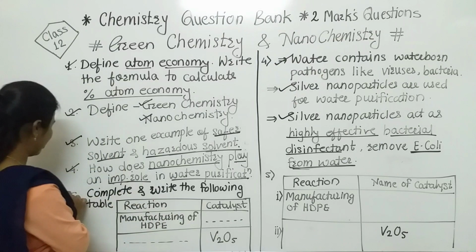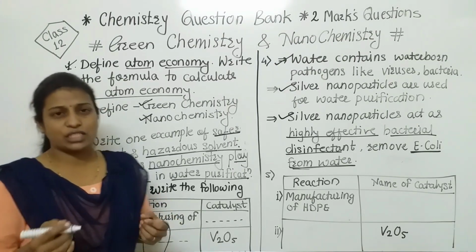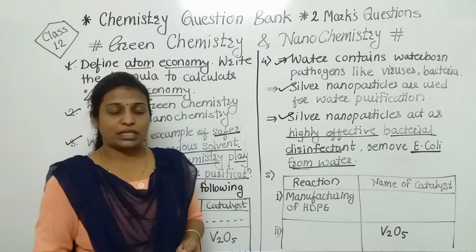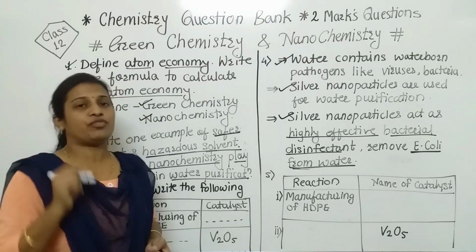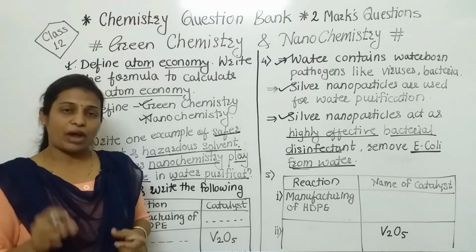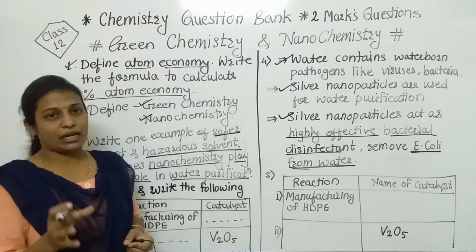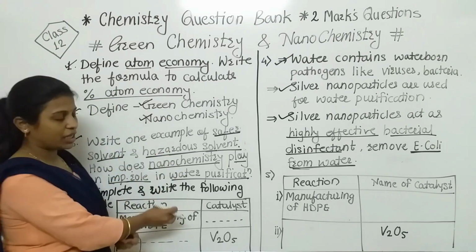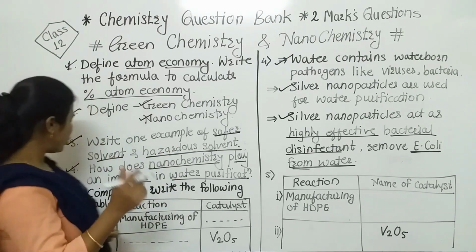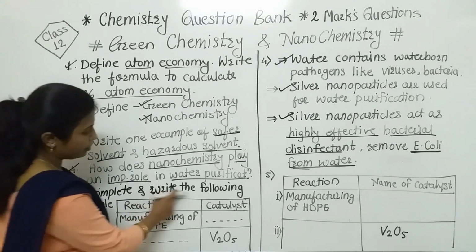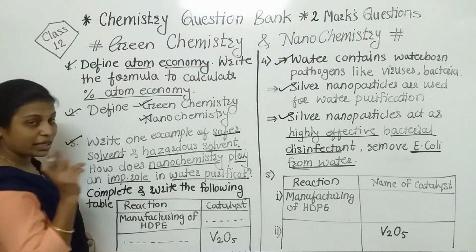Now see the last question. Why last? Because the sixth one is also given, but that sixth question is similar to the first one, like write the percentage atom economy formula, and that formula we have already written. So here we can say that only 5 questions are there. What is that last question? Complete and write the following table. See here what they have given.